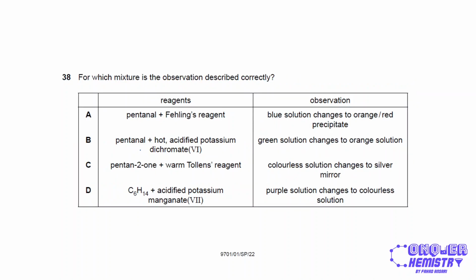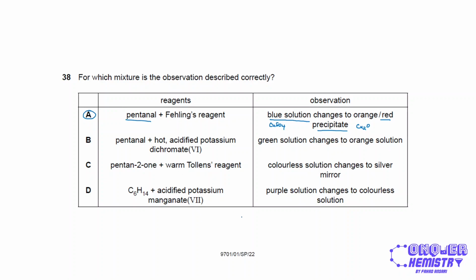For which mixture is the observation described correctly? Now we'll have to go through all these options. So pentanal reacting with Fehling's reagent, blue solution changes to orange-red precipitate. Yes, this is correct because Fehling's reagent is a blue solution of copper(II) sulfate. This gives us a red precipitate of Cu2O because the copper(II) ions have been reduced, and the pentanal is an aldehyde that gives this positive test result, and so it is oxidized to pentanoic acid.